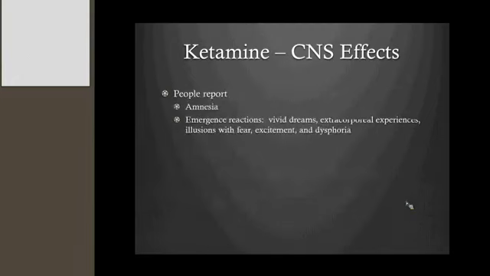People report amnesia with ketamine. Sounds good to me. You can get emergence reaction. People also report vivid dreams, extracorporeal experiences, that out-of-body experience, illusions with fear, excitement, and dysphoria. So these are probably some of the reasons people like to take ketamine as a recreational drug. How do we know that our patients are having vivid dreams or extracorporeal experiences? I have no idea.